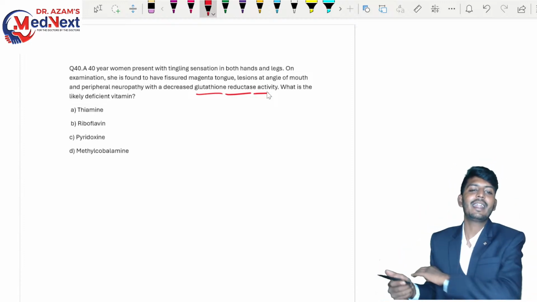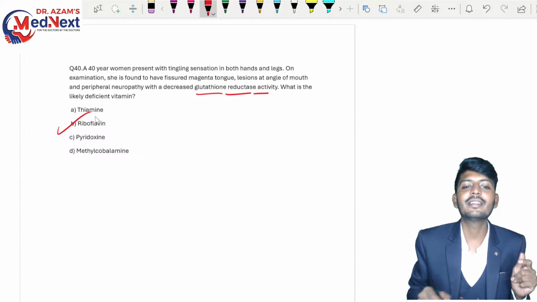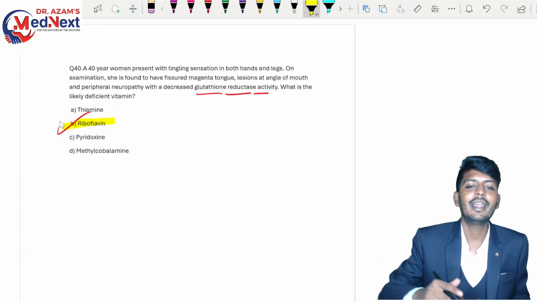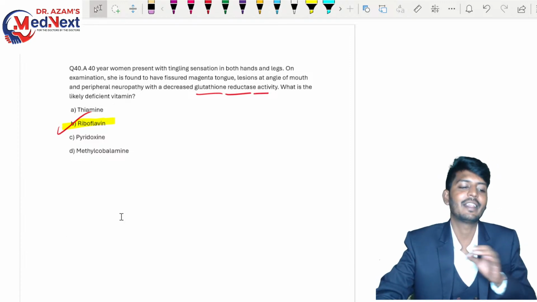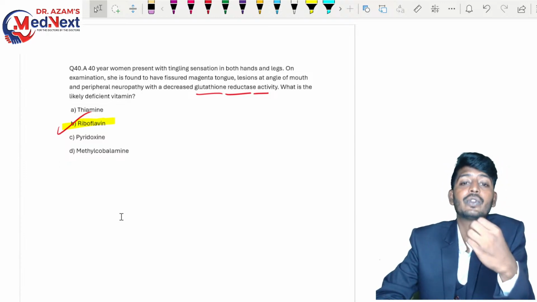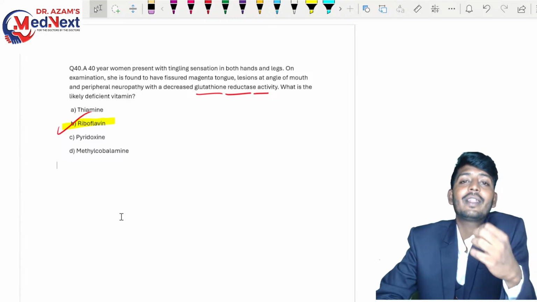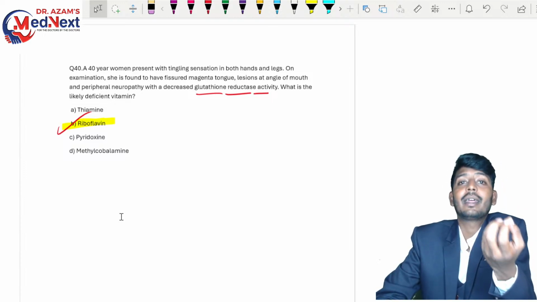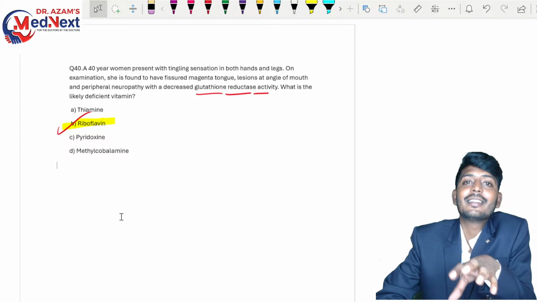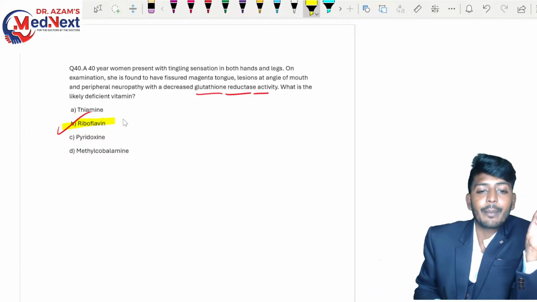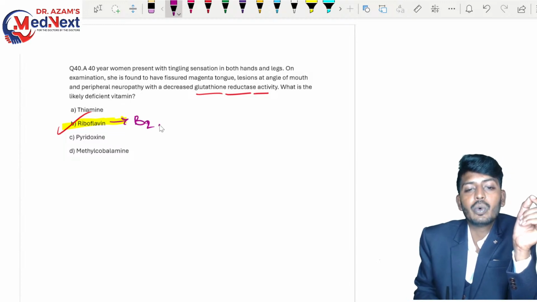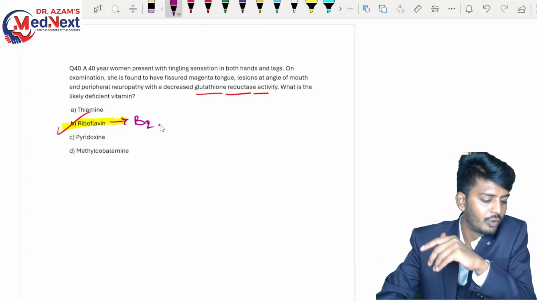Cheilosis. Cheilosis is caused by the deficiency of which vitamin? The answer is riboflavin. Riboflavin is called B2. B2 deficiency leads to cheilosis, and also decreased activity of glutathione reductase. So glutathione reductase activity will decrease, where exactly? In the RBC. So inside the RBC, the coenzyme of the glutathione reductase enzyme is riboflavin. Riboflavin is the flavin dependent vitamin B2.